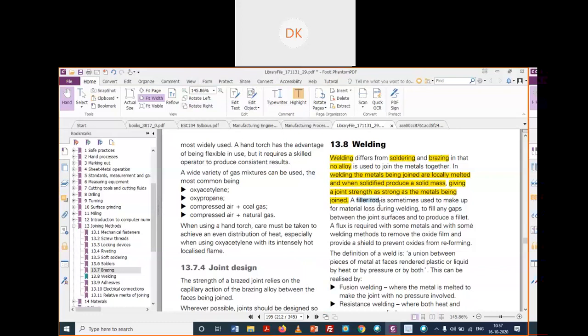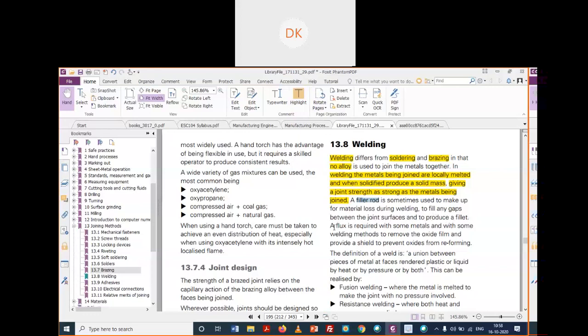If there is some material loss during the welding, to cover that loss we use a filler rod. It is not an essential one. It is not a necessary process. It is an auxiliary process. If there is some material loss, then we use the filler rod to fill the gaps between the joint surfaces and to produce a fillet.